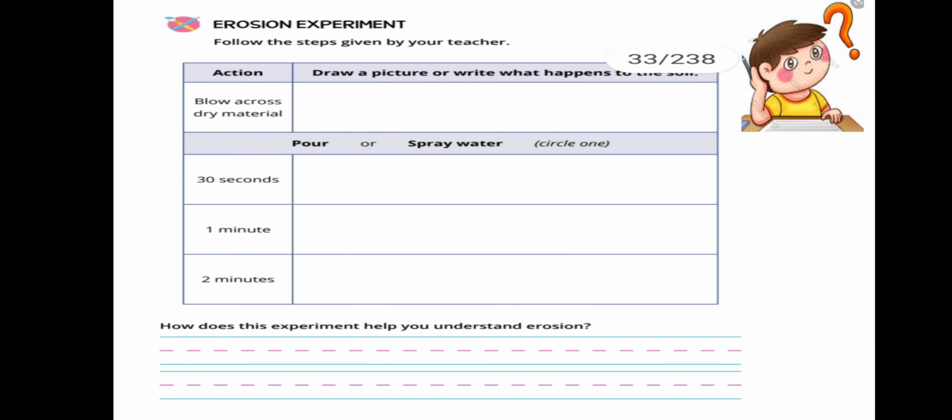Follow the steps given by your teacher. This table we complete after the experiment. Blow across dry materials. Pour or spray water. Circle one: 30 seconds, 1 minute, and after 2 minutes. How do these experiments help you understand erosion?